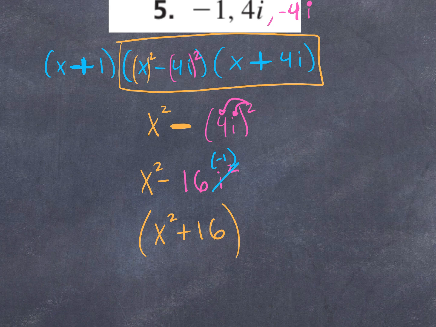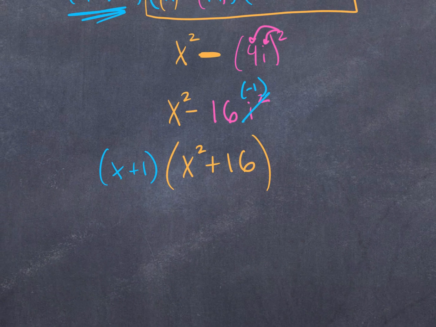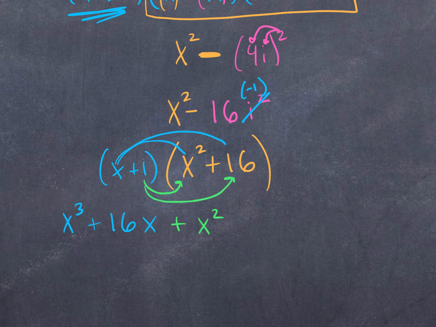What do I have to do next? I got to multiply that third piece to it too. So x plus 1. So here we're just FOILing. What's x times x squared? X cubed. X times 16. 16x. Then 1 times x squared. X squared, and 1 times 16.